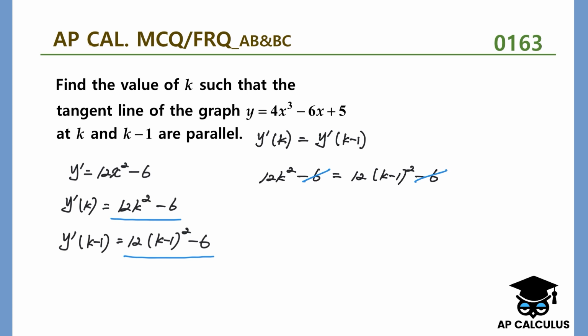So divide by 12, right? Cancel this 12 out. So k squared is equal to (k minus 1) squared. So far so good. So k squared is equal to k squared minus 2k plus 1. Eliminate k squared. So we have 2k is equal to 1. Then k is equal to 1/2. So the value of k is 1/2.